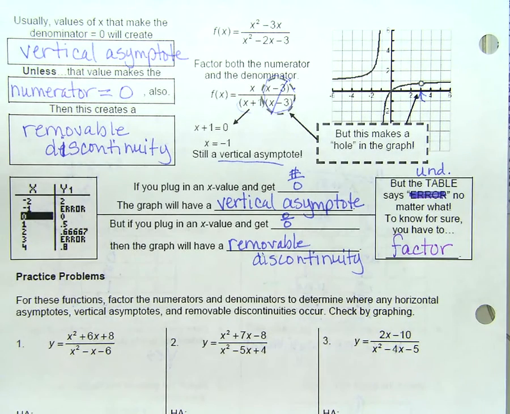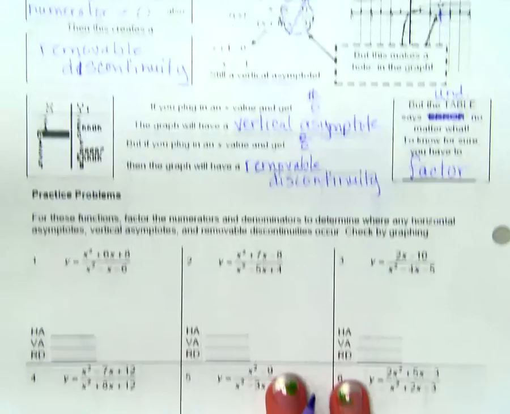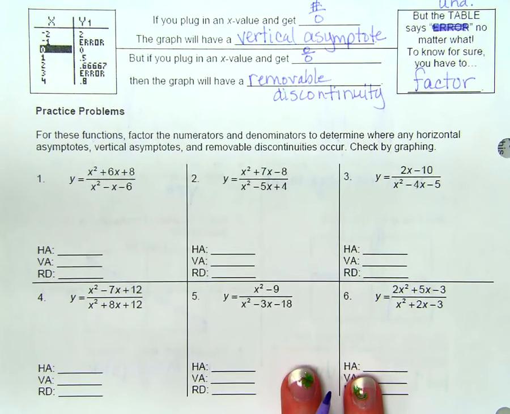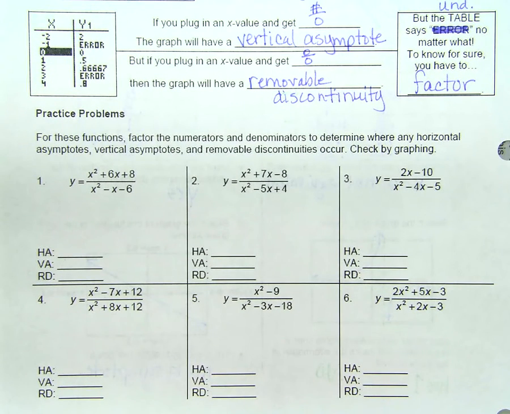We have to factor it. Okay? We have to factor it out. So here's what's going to happen. I'm going to put these up on the screen, and I'm going to do number 1 for you so you can kind of see what you have to do throughout these problems, not just everything written down for you, but the thought process behind it.